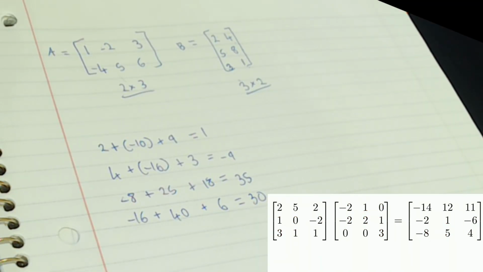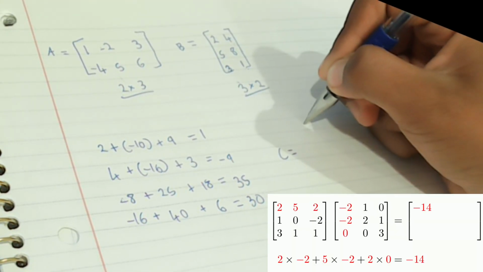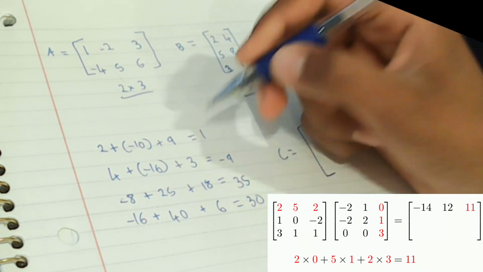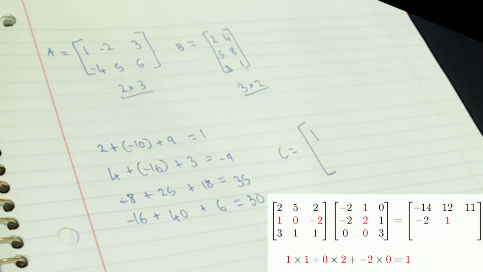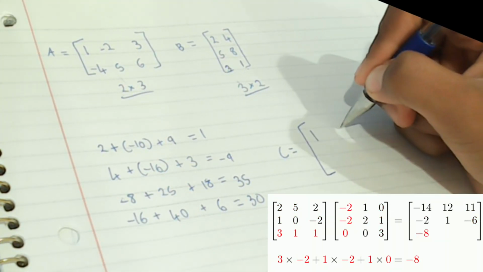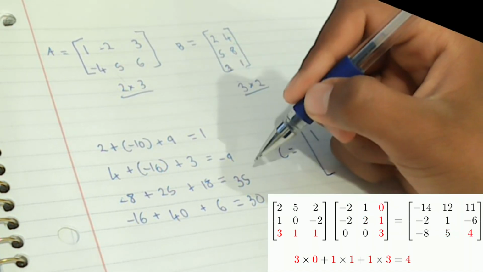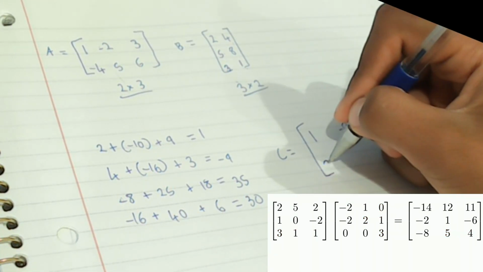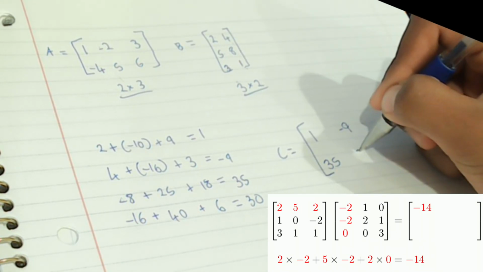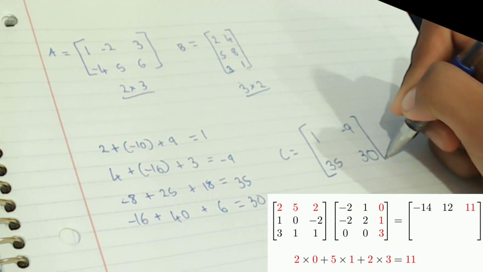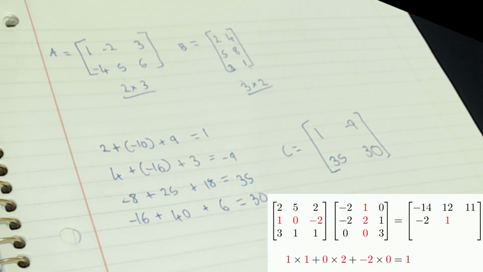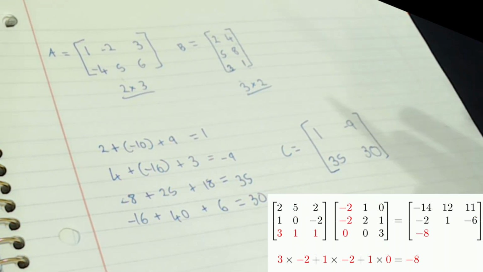So doing the calculations, this is what we got. Now we just have to put it in the resulting matrix. So this one will go over here, and this negative 9 will go over here, and this 35 will go over here, this 30 will go over here. The product of AB is equal to this. And that's it. Don't worry if it feels confusing at first. It's not very complex, but it's just a little bit tricky to follow.